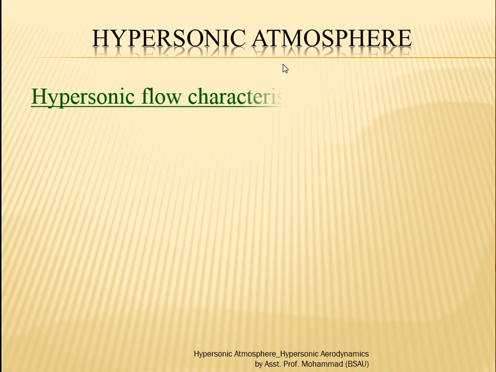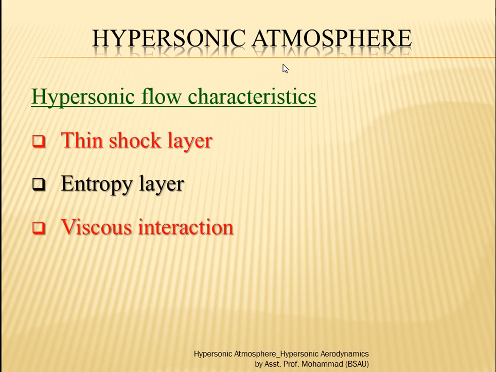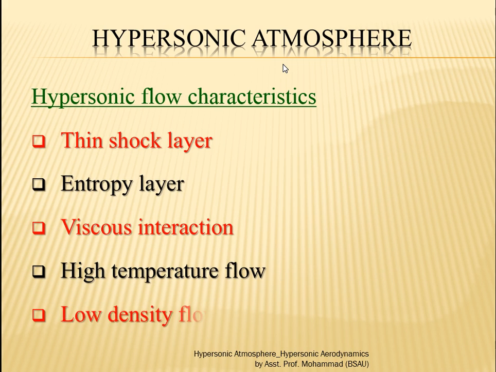So the hypersonic characteristics are thin shock layer. These are the hypersonic characteristics, which we'll go into in detail. When they start showing in the flow domain, we call that regime the hypersonic flow regime. First one is thin shock layer, I'll tell you what exactly it is, and then the next one is entropy layer. Then we have viscous interaction, then high temperature flow, and finally low density flow.